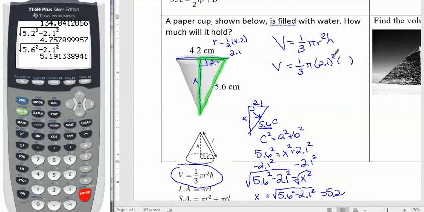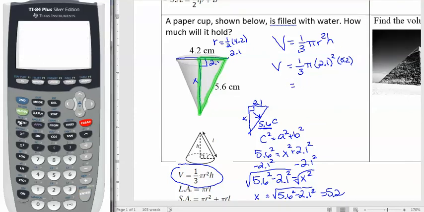Now x was also my height, so that 5.2 goes right here. And I just plug this directly into my calculator. Hopefully this time I don't make a mistake and plug it in wrong. Alpha y equals, enter. And what do I put in? I put in 1/3 times, and I'm going to actually go ahead and not put my pi in yet again. I know you guys probably hate me for that. 2.1 squared times 5.2. And what do I get? 7.644.